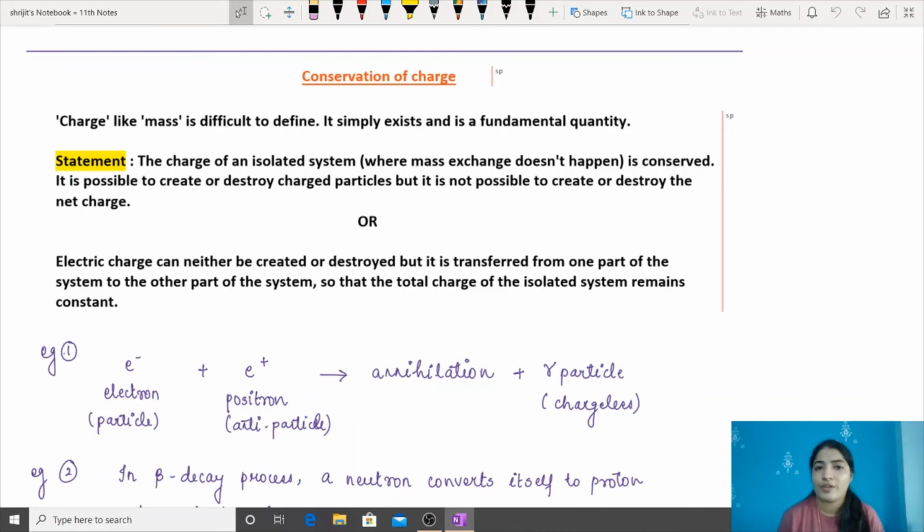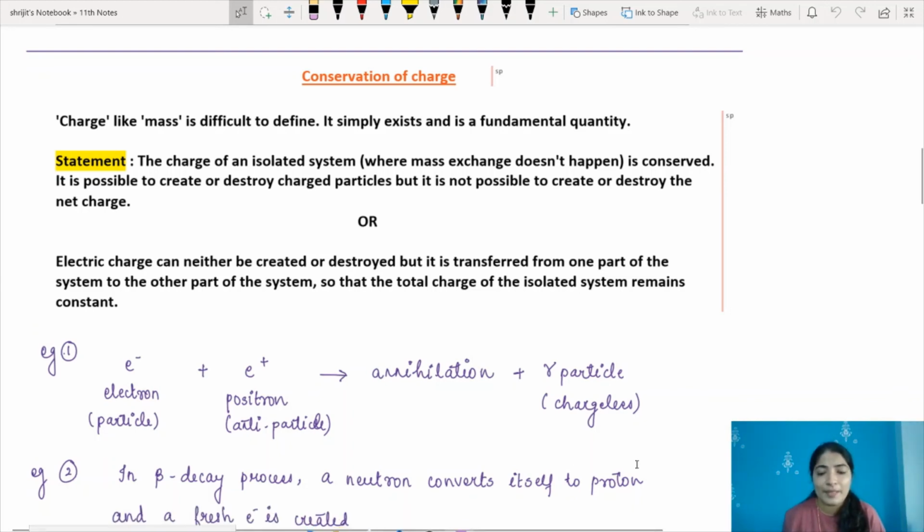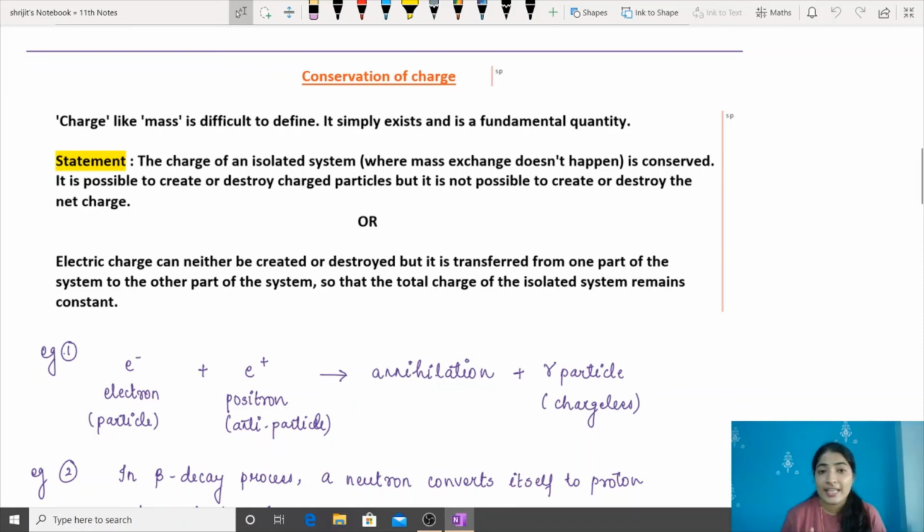An alternate way to define the same definition is like this. Electric charge can neither be created nor it can be destroyed. It can only be transferred from one system to another so that the total charge on an isolated system remains constant. So taking one example, as you can see in example 1, there are two particles, not even particle. One is particle and another is antiparticle. We will talk about that in radioactivity. So one is electron, another is positron. Now positron has same mass as that of electron, but it has opposite charge. Electron is negatively charged, positron will be positively charged.